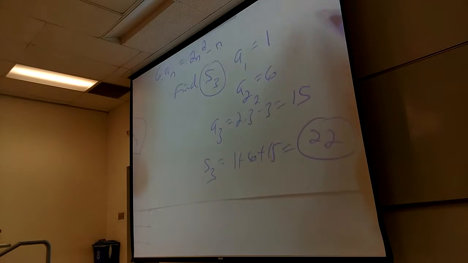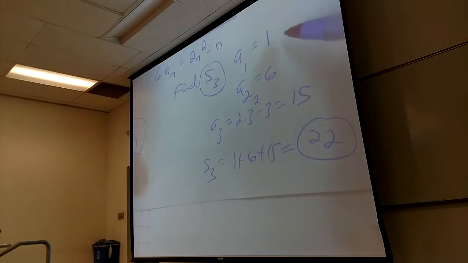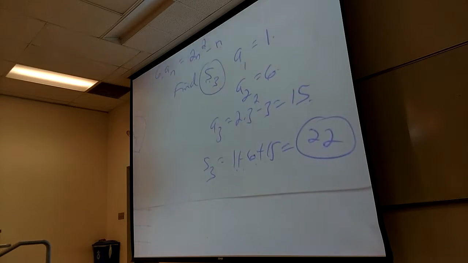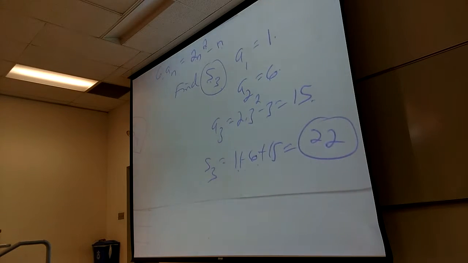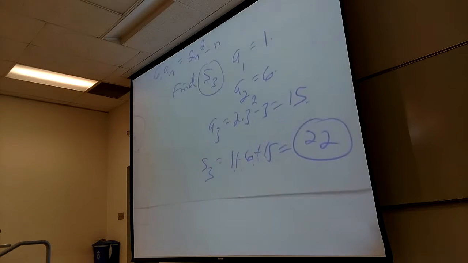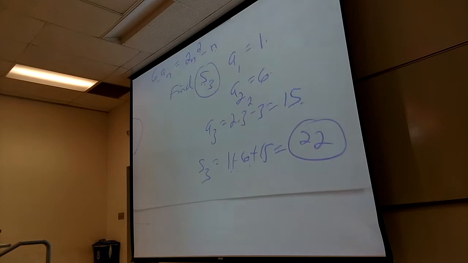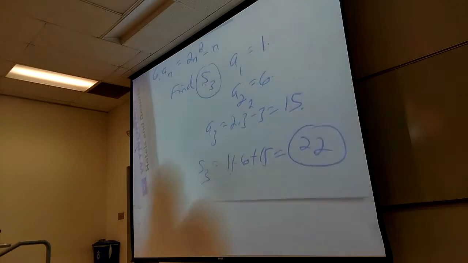So if I said find the first three terms of the sequence, it would be 1, comma 6, comma 15. If I say find S3, that's 1 plus 6 plus 15. So a sequence has commas, a series has plus signs, and then you actually do it. That's why we call one a sequence and one a series. They are connected, but they're not the same.